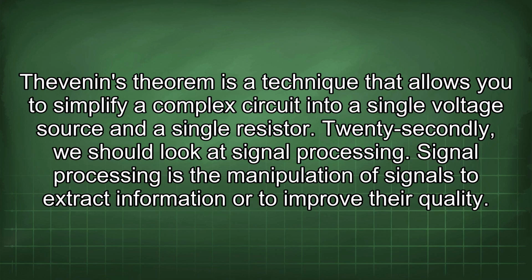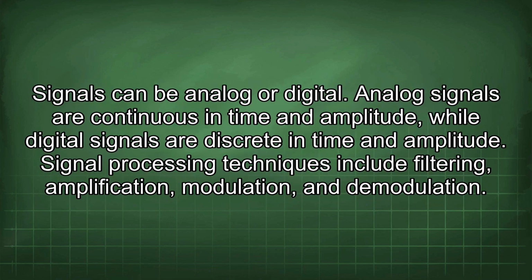22ndly, we should look at signal processing. Signal processing is the manipulation of signals to extract information or to improve their quality. Signals can be analog or digital. Analog signals are continuous in time and amplitude, while digital signals are discrete in time and amplitude. Signal processing techniques include filtering, amplification, modulation, and demodulation.